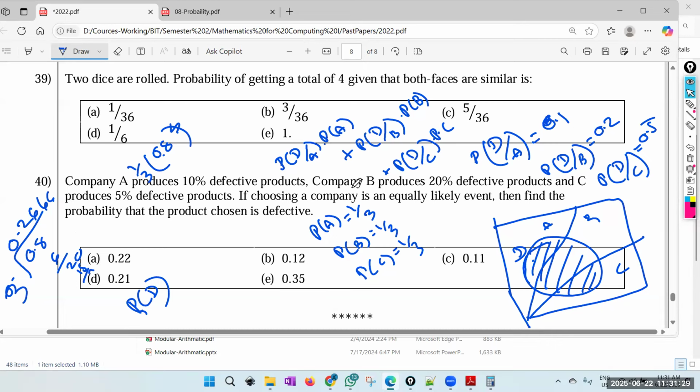This is correct: 0.1, 0.2. This is 0.05. Sorry, this is not 0.5, this is 0.05, right? 5% is 0.05. So therefore, this is 0.2, 0.1, 0.3, 0.35. Right? Not 0.8, 0.35. So 0.35 divided by 3.